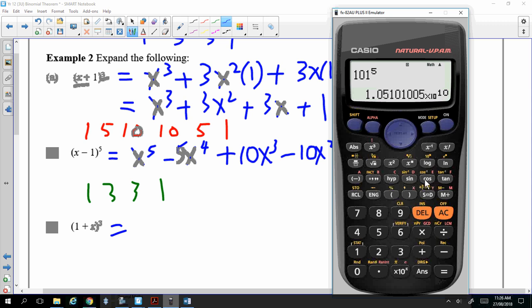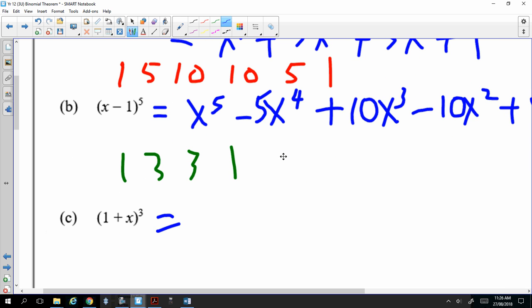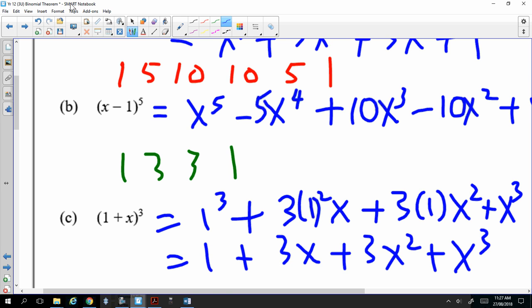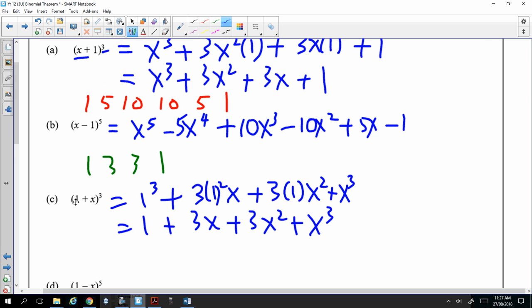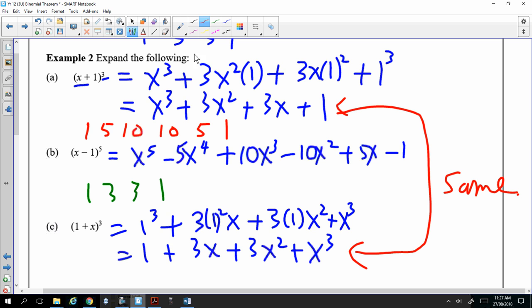Okay. All right. Next one, you go 1 cubed plus 3 times 1 squared x plus 3 times 1 times x squared plus x cubed. Notice the order has changed. The difference between 1 plus x cubed and x plus 1 cubed. You get the same thing. They're actually the same, but you write it in a different order. Because in the first one, the x term starts. In the other one, the 1 starts. Get the idea? So keep in the habit of whatever it starts with, the highest power. Whatever is second, start off with the lowest power but end up with the highest power at the end.